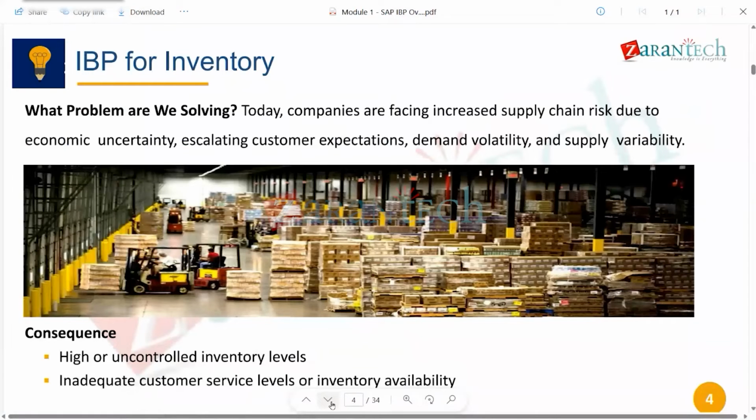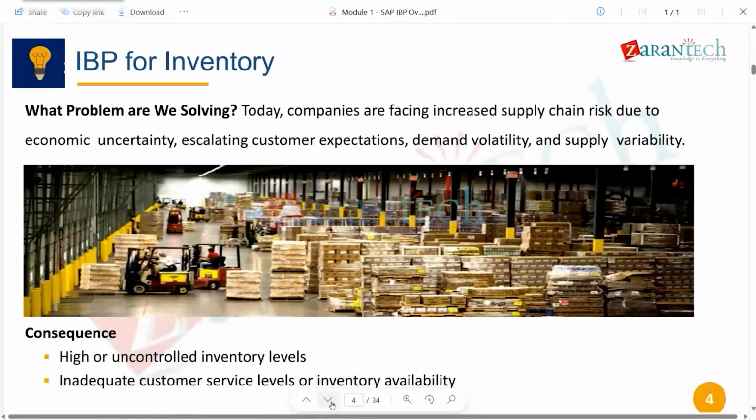Now the issue is, inventories are everywhere in the organization, at various levels of the organization. Companies are facing a lot of problems with supply chain risk due to economic uncertainty, which is leading to escalations and stuff like that.